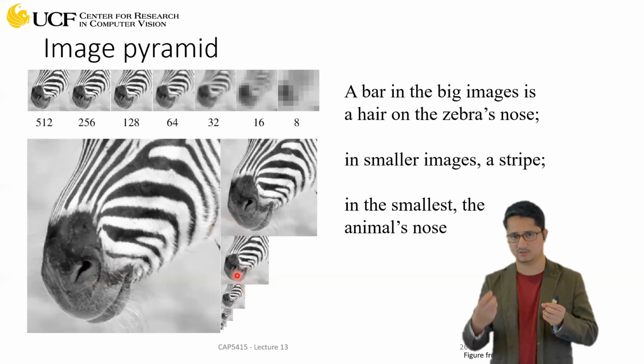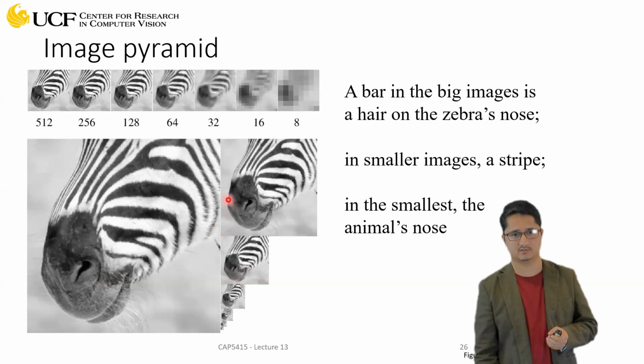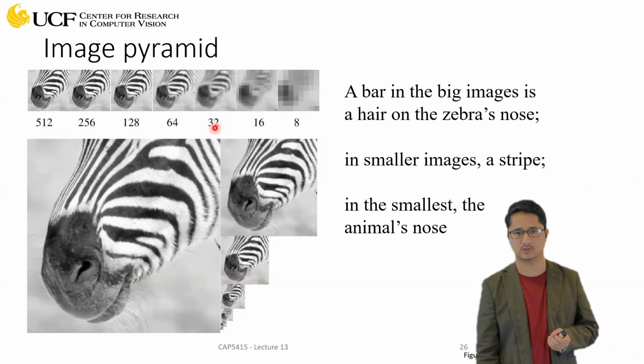Okay, so that's how you're actually controlling the scale. It's going from 512 all the way to 8, so you have six or seven different scales here.